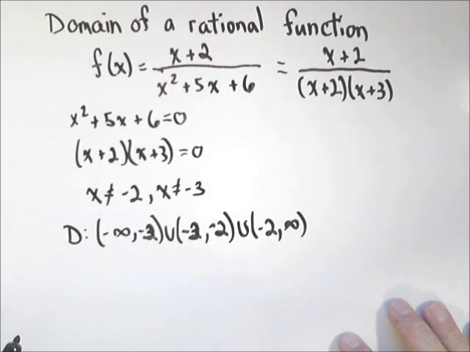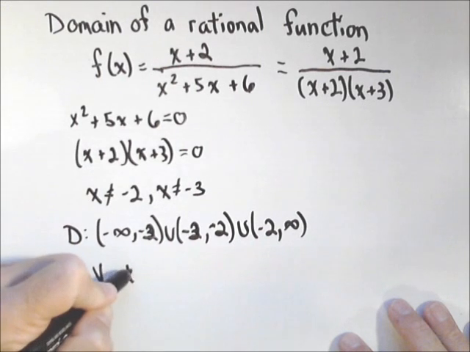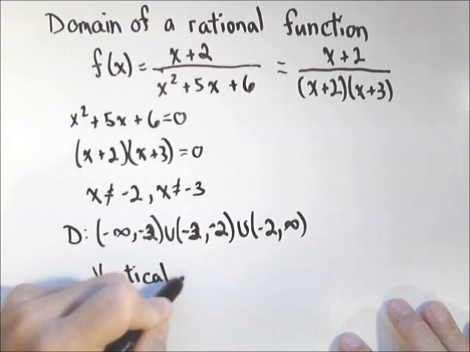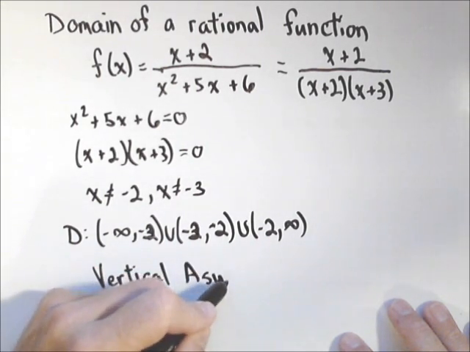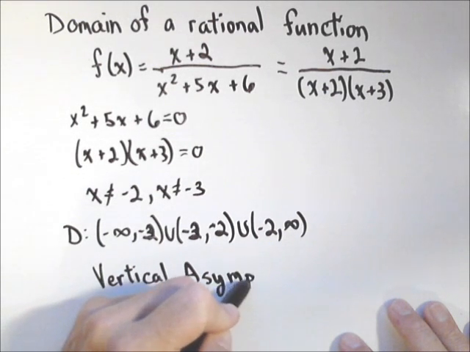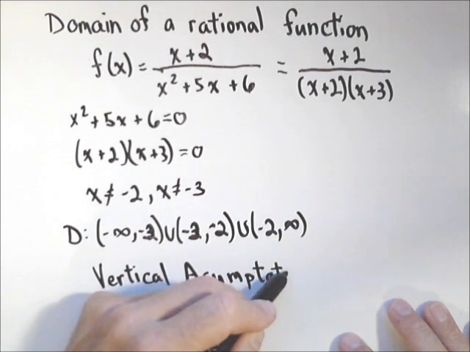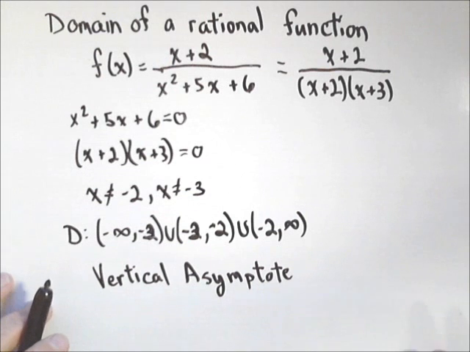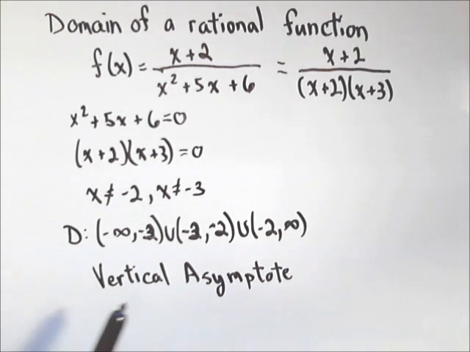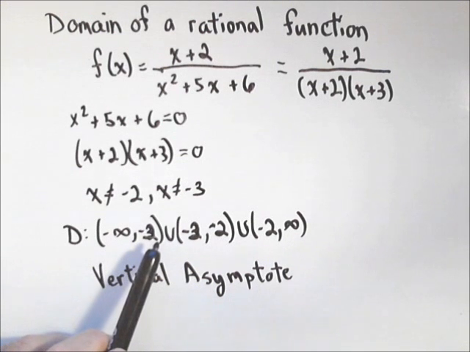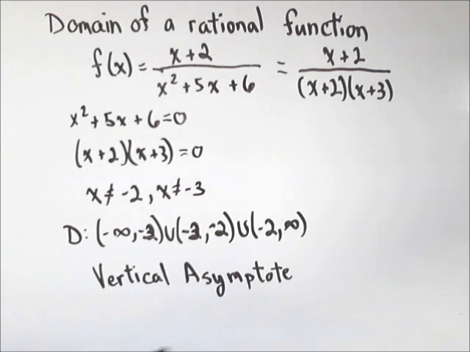Now, a lot of times when we have something that makes a 0 in the denominator, it creates what's called a vertical asymptote. So what that means is we have a place where the graph kind of blows up. And you can take a look at that with your graphing calculator. Right now we're just talking about how to find them. So we have possible vertical asymptotes at negative 3 and negative 2.